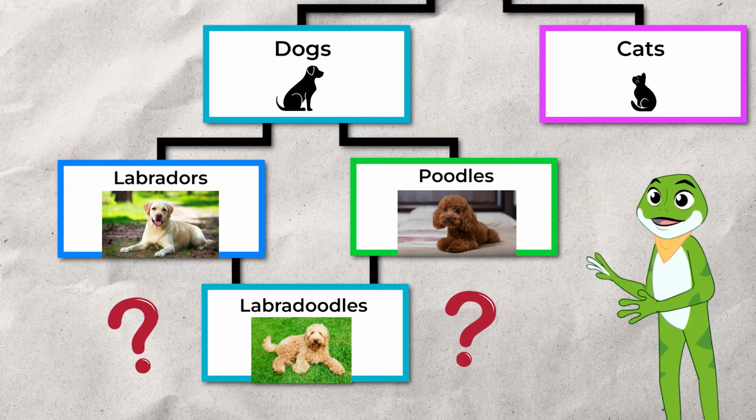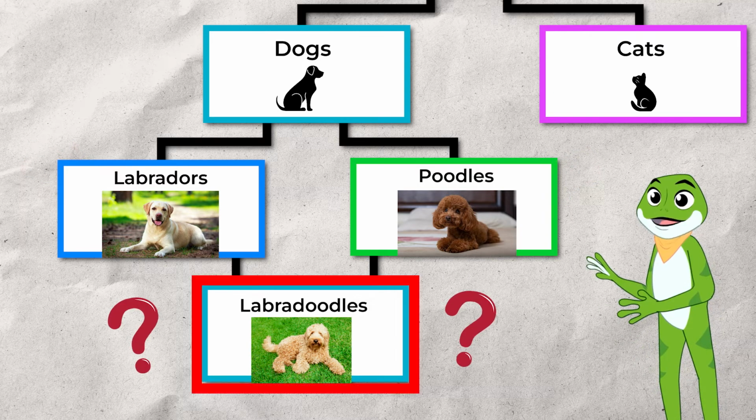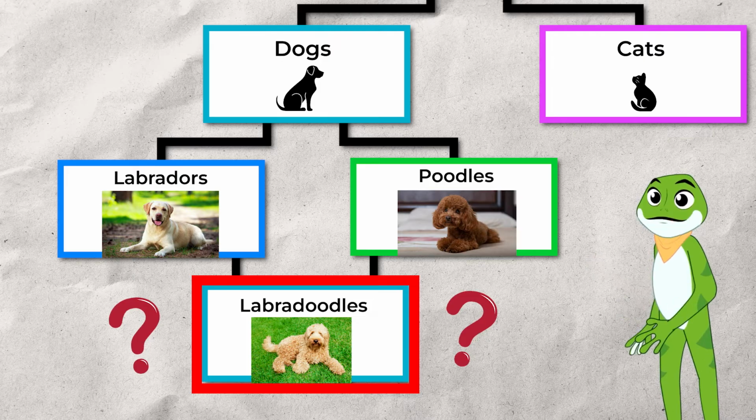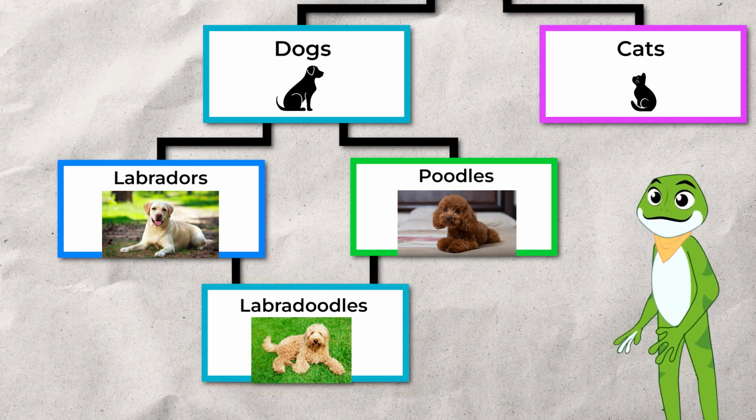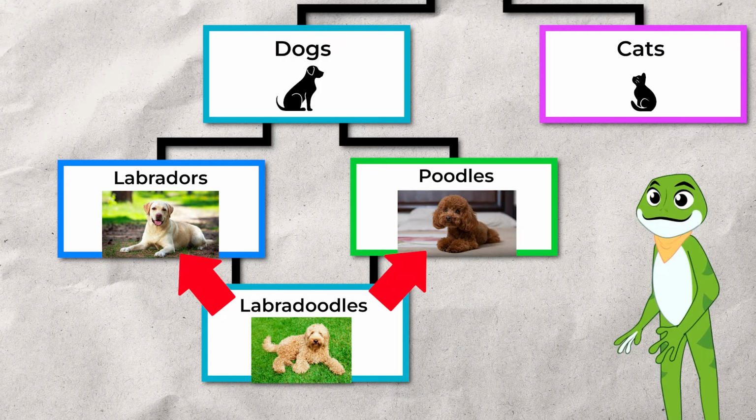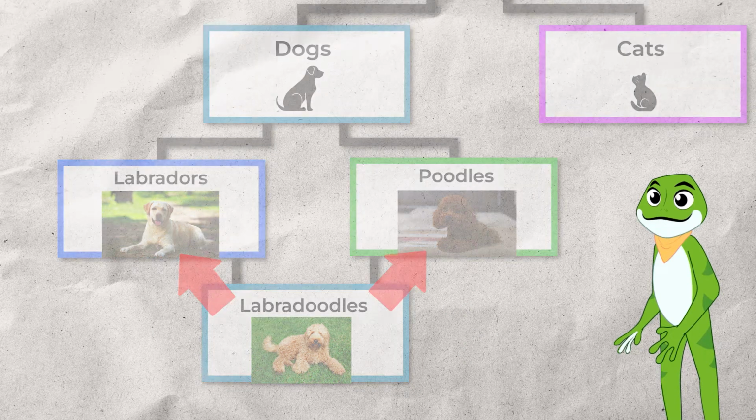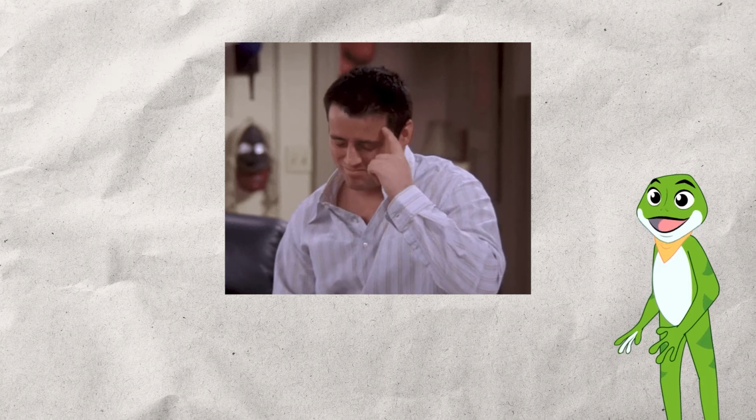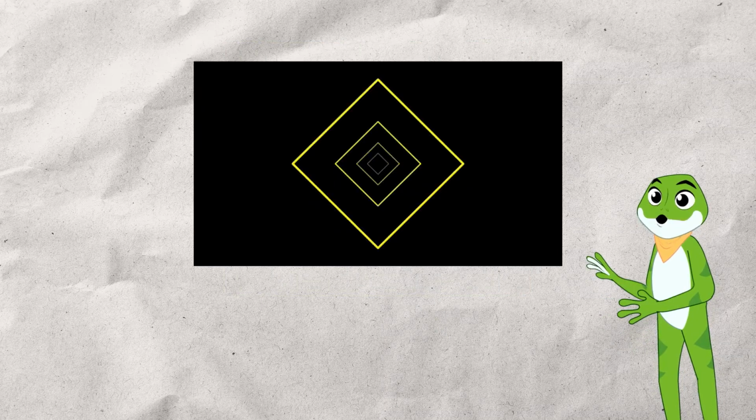But then, what category does a Labradoodle fall into? They are a mix between a Labrador and a Poodle. So, they belong to both groups. Now that we know what it looks like to classify things into groups, let's begin classifying some 2D shapes.